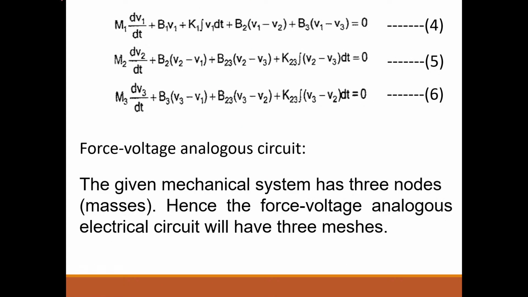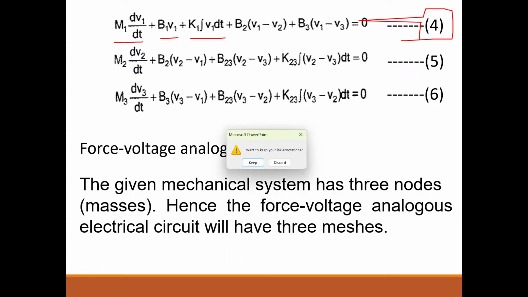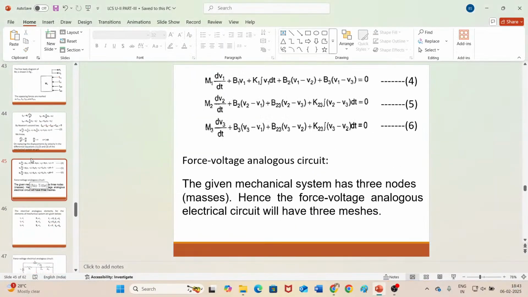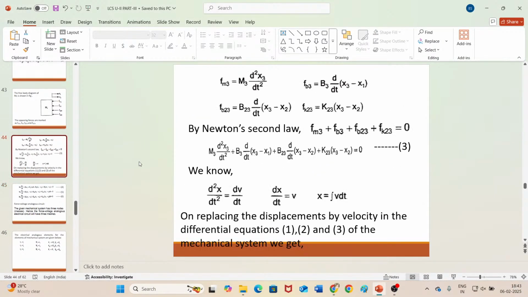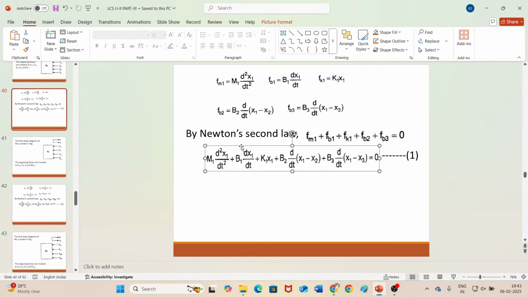Okay, so you substitute those conditions in equations 1, 2 and 3. What do you get? m1 dv1 by dt plus b1 v1 plus k1 integral of v1 dt. So this fourth equation, number 4, we have got from equation 1. I'll just copy equation 1 and tell you what we have done. So I'll go back to equation 1. So this is our equation 1.